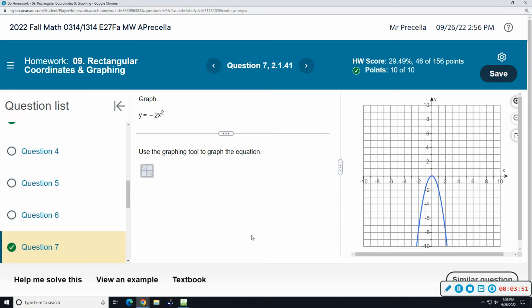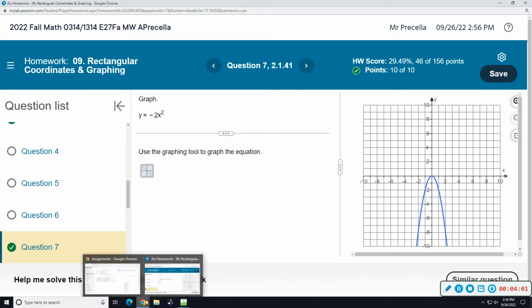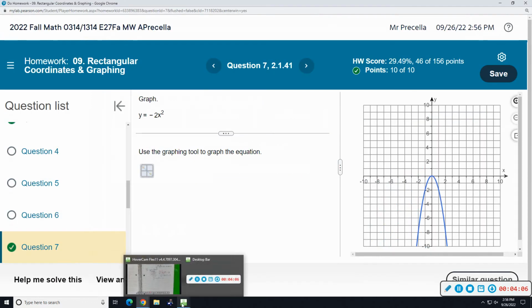Okay. Our third type of equation we're going to be graphing is conics. I mean cubics, not conics. Cubics.